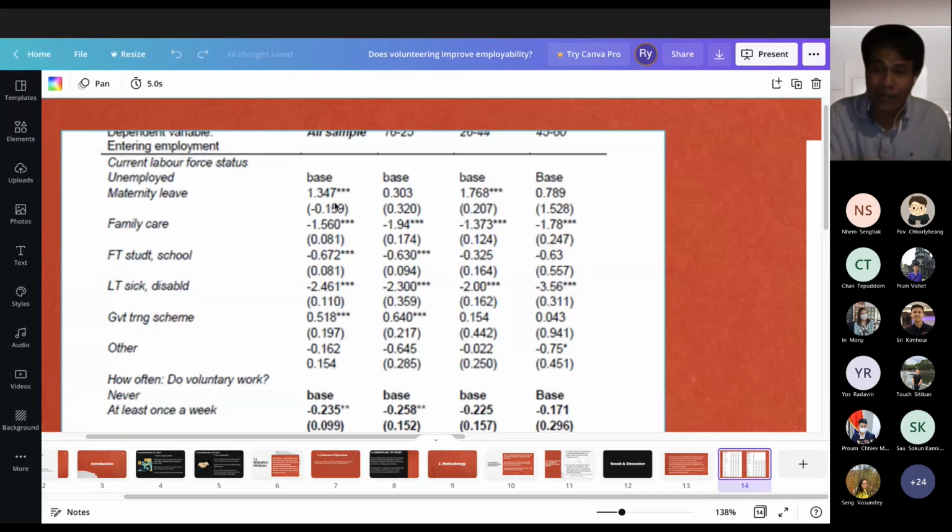That is why this paper uses panel, the longitudinal data, because they have the data from the past, whether they are volunteer or not volunteer, and then they have the data on employment in the next year, right? So that they can connect the data.